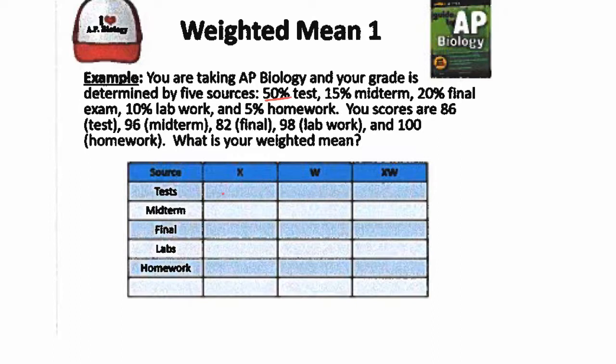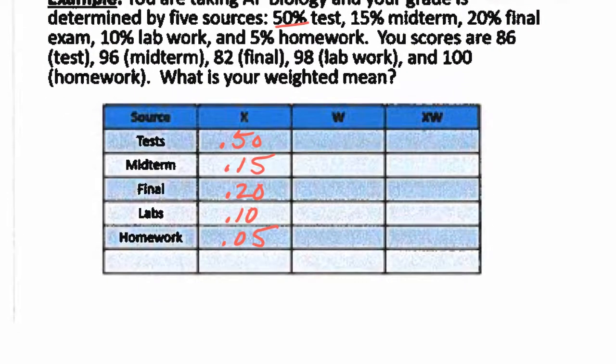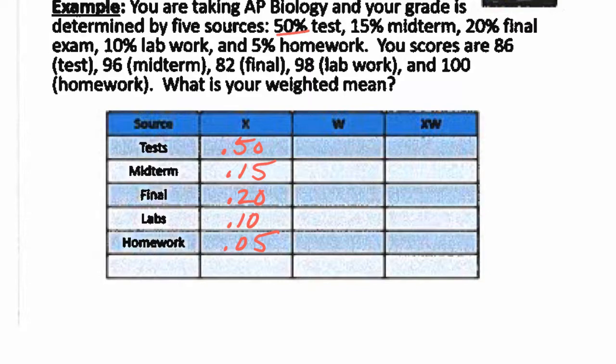So this tells us that our tests are weighted 50% of the grade, and the midterm is 15%. So put all those percentages in, with a final of 20, lab of 10, and homework 5. And then we're given the average score in each one of those categories. So 86 test average and a 96 on the midterm, 82 on the final, 98 lab, and 100 homework. So based on that, and based on maybe how you've done your grades in the past, how do you then determine your overall grade average?